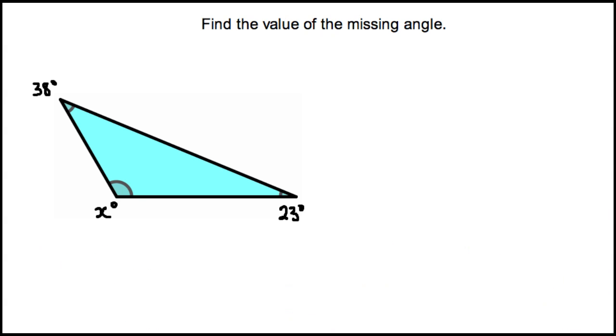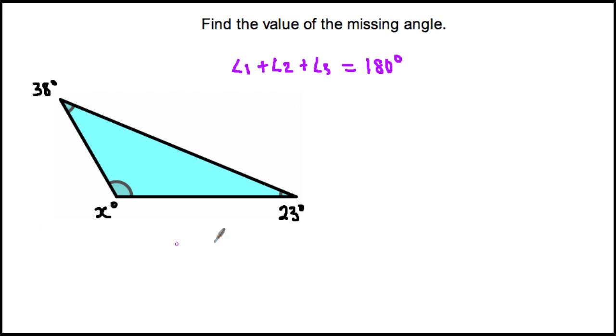For the second part of this video, we're going to look at how to find the value of a missing angle. And the key here really is understanding that in a triangle, angle 1 plus angle 2 plus angle 3 always is going to equal 180 degrees. This is something that is true for all triangles. Every triangle, the sum of the angles is 180 degrees.